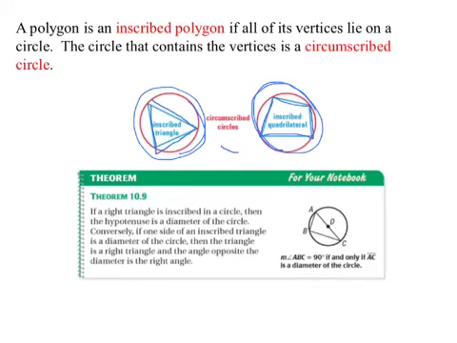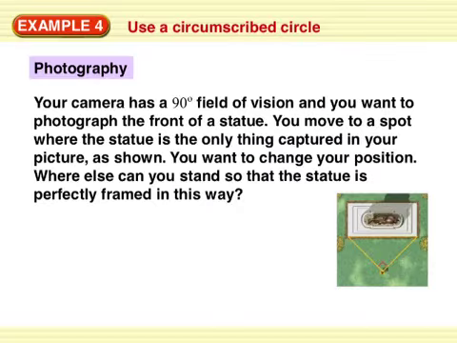New theorem. If a right triangle is inscribed in a circle, then the hypotenuse is the diameter of the circle. Conversely, if one side of an inscribed triangle is a diameter of the circle, then the triangle is a right triangle, and the angle opposite the diameter is the right angle. So if you ever have a right triangle inscribed in a circle, the hypotenuse is always going to be the diameter, and the right angle will always be on the circle. Let's try to use this.